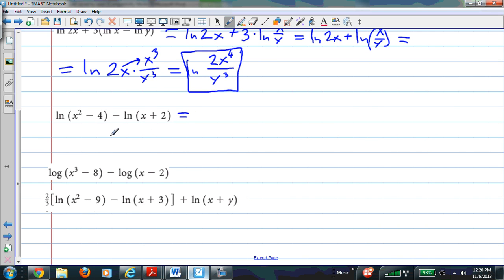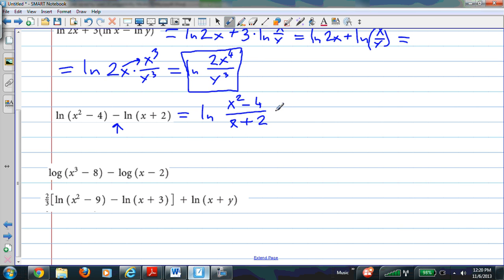Okay, here's another example. Natural log of x squared minus 4 minus natural log of x plus 2. The main thing is the minus in between. So I can go ahead and use the quotient rule. So it's x squared minus 4 in the numerator over x plus 2 in the denominator.